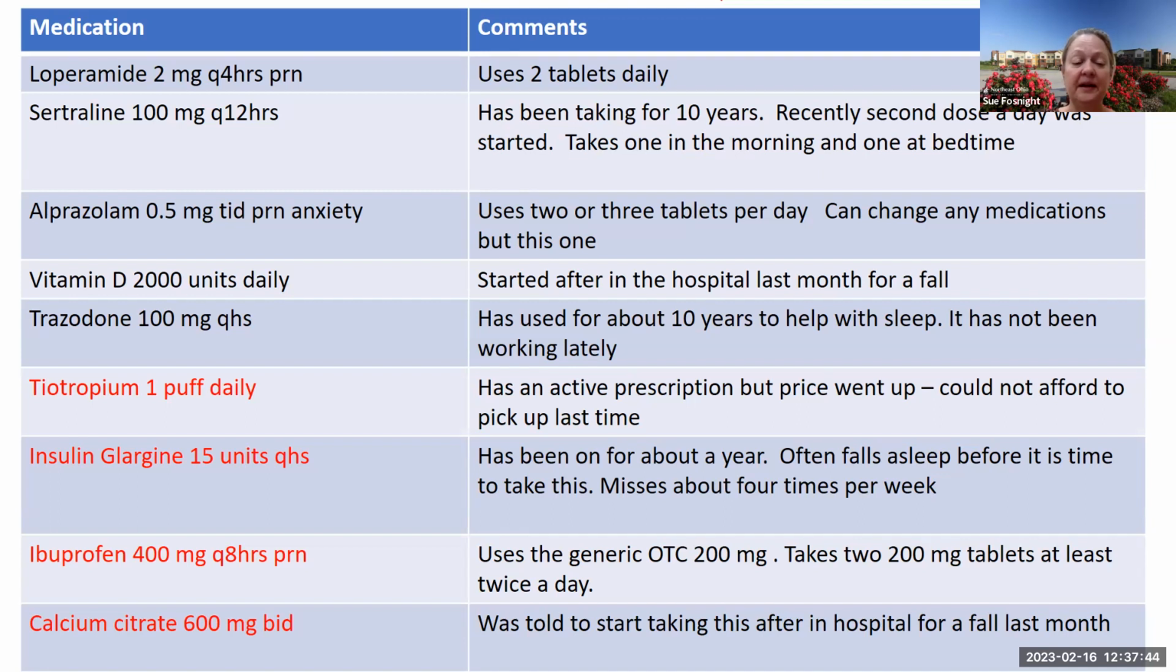The tiotropium, which is a Spiriva inhaler, she has an active prescription, but the price went up. She ended up getting into her Medicare gap, or some people call that the donut hole. So she can't afford to pay for it anymore, which is why she's probably using so much albuterol. The insulin glargine, she takes that at bedtime. She's been on it for about a year, but she often falls asleep before she takes it, and she misses it about 4 times per week.